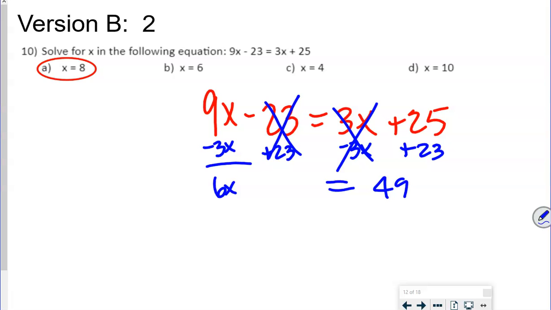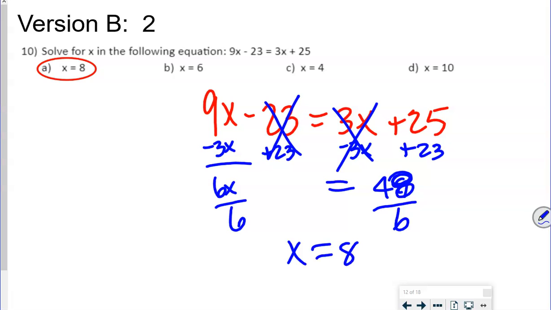Then remember, we're always going to do opposite operations. So 6 times x is 6x, right? So we're going to divide both sides by 6. Sorry, that was 48, y'all. 48. And so we're going to divide both sides by 6, and so 6 goes into 48 how many times? x = 8.